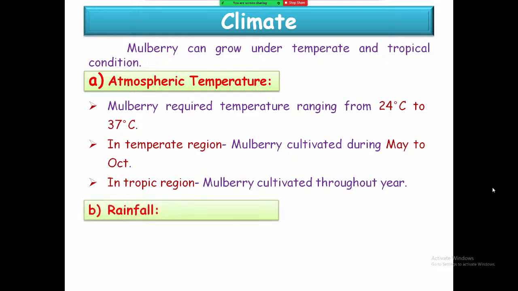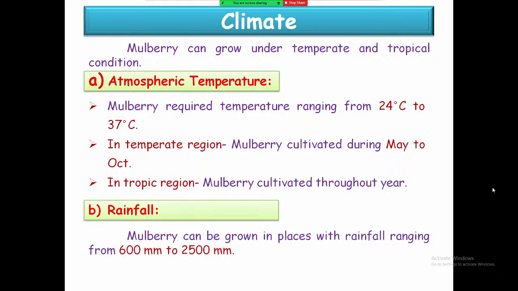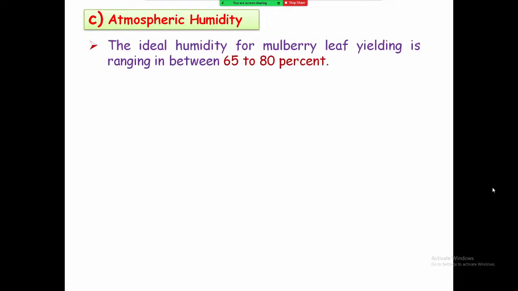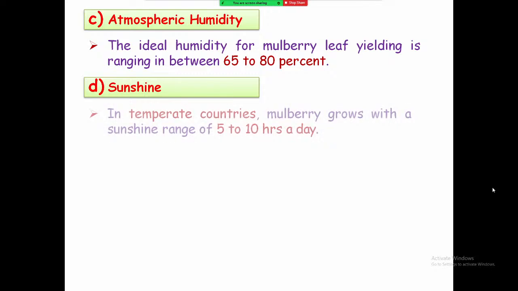Then the next one is rainfall. The mulberry plant can grow where the rainfall received is between 600 millimeter to 2500 millimeter. Okay, so these are the two things of the climatic requirement. Then the humidity requirement of the mulberry plant: the ideal humidity required is between 65 to 80%. And the sunshine hours are most important.